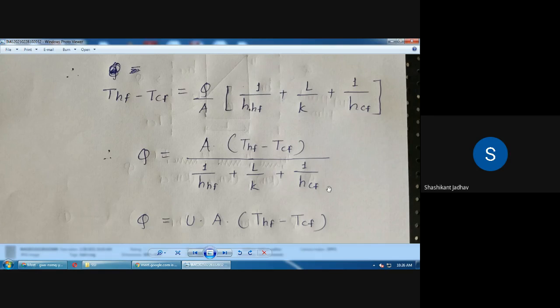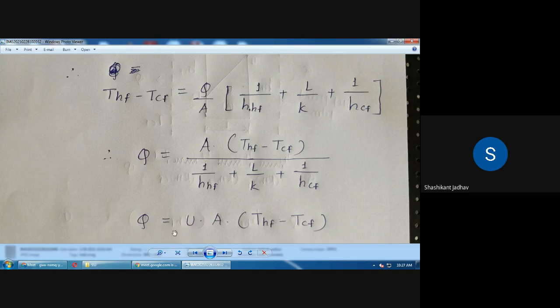बरोबर आहे बघा. ओव्हरऑल हीट ट्रान्सफर कोएफिशियंट समजा हा यू जो आहे तो ओव्हरऑल हीट ट्रान्सफर कोएफिशियंट आहे असं आपण म्हणणार आहे. यू इज नथिंग बट ओव्हरऑल हीट ट्रान्सफर कोएफिशियंट. म्हणजे ओव्हरऑल हीट ट्रान्सफर कोएफिशियंटची डेफिनेशन काय आहे? तर यू इज इक्वल टू क्यू डिवायडेड बाय ए इंटू THF मायनस TCF. म्हणजे हीट ट्रान्समिटेड पर युनिट एरिया पर युनिट टेम्परेचर डिफरन्स. सो दॅट डेफिनेशन विल बी satisfied.